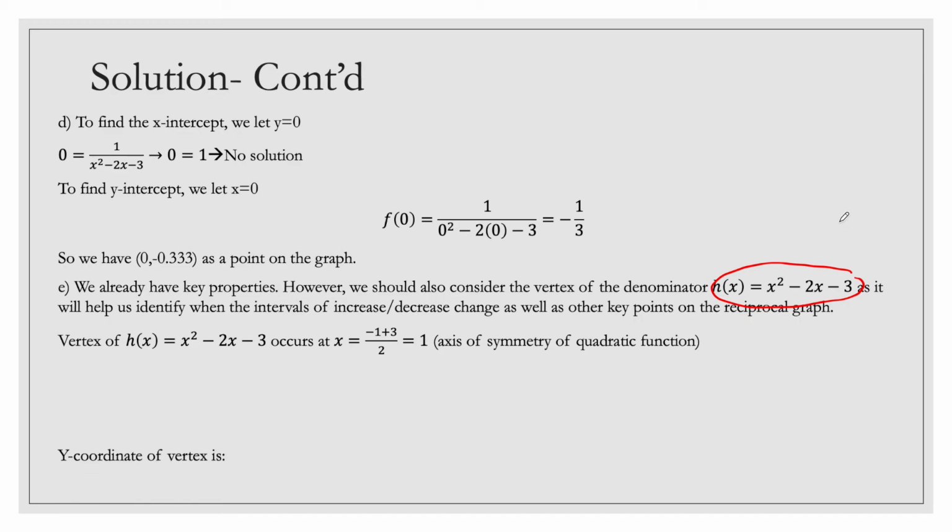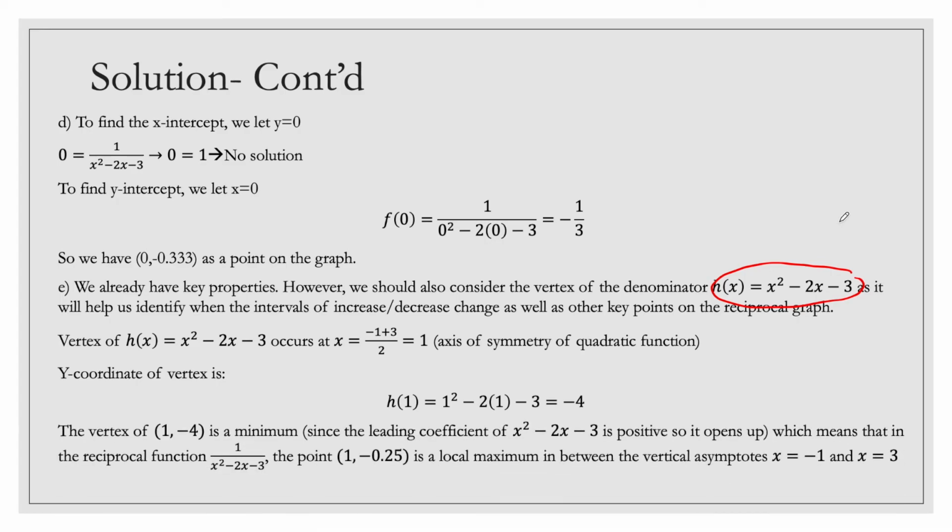Then to find the y-coordinate of the vertex, we simply substitute 1 into the quadratic function, and this ends up giving us -4. However, since we are looking at the reciprocal function, we know that this vertex (1, -4) will actually become (1, -0.25), or -1/4. Also, because the vertex (1, -4) was a minimum in the quadratic, its corresponding point in the reciprocal function, (1, -0.25), is a local maximum in the reciprocal graph.